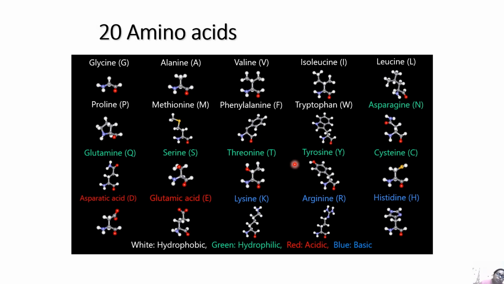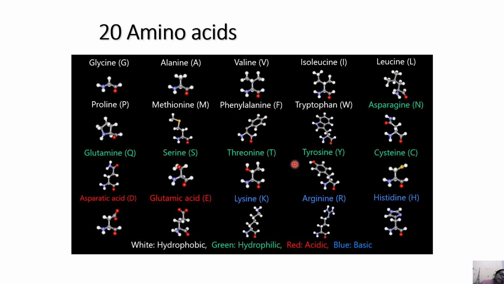Now there are 20 amino acids that we have talked about: lysine, alanine, valine, isoleucine, leucine, proline, methionine, phenylalanine, tryptophan, asparagine, glutamine, serine, threonine, tyrosine, cysteine, aspartic acid, glutamic acid, lysine, arginine, and histidine.